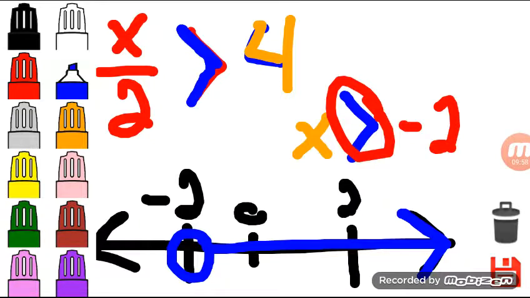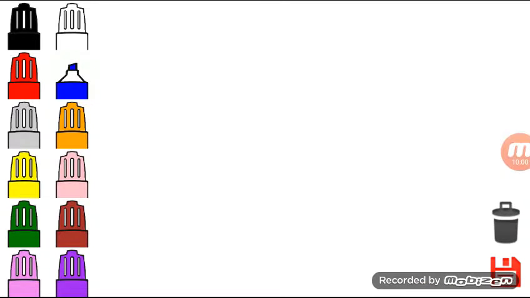So that's how you solve an inequality and how you graph it. If you didn't know how to solve an inequality, I have a video on that.